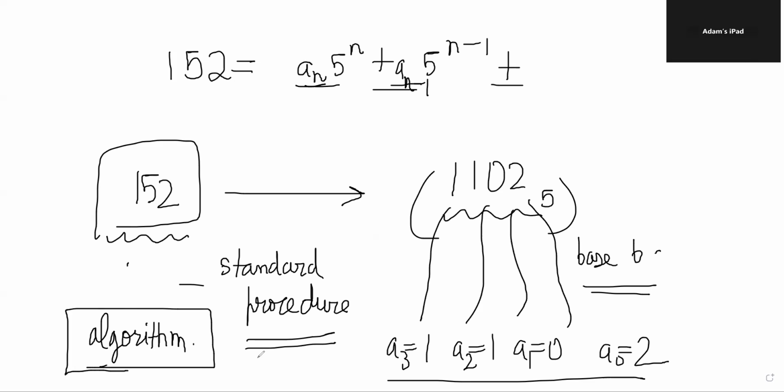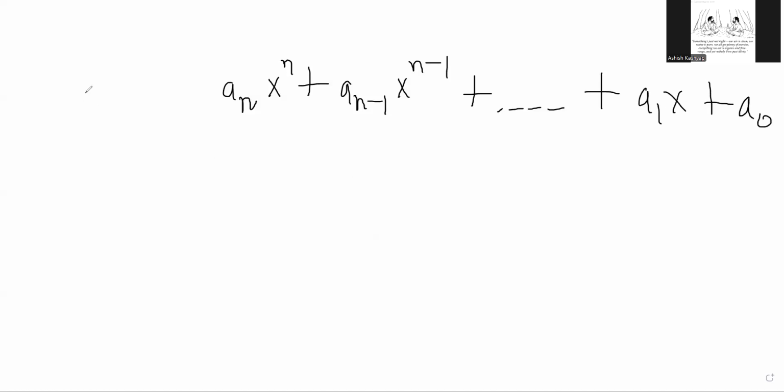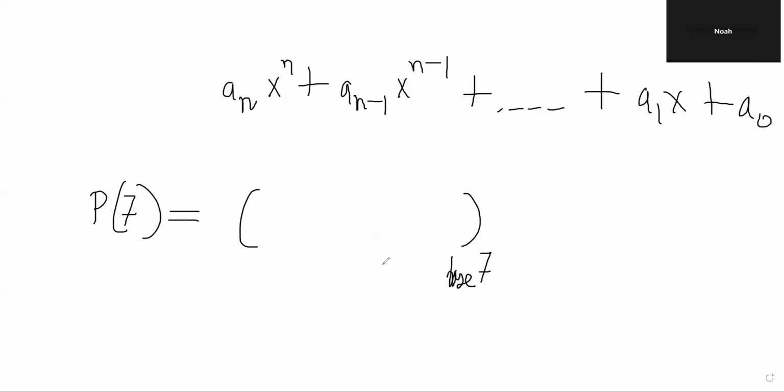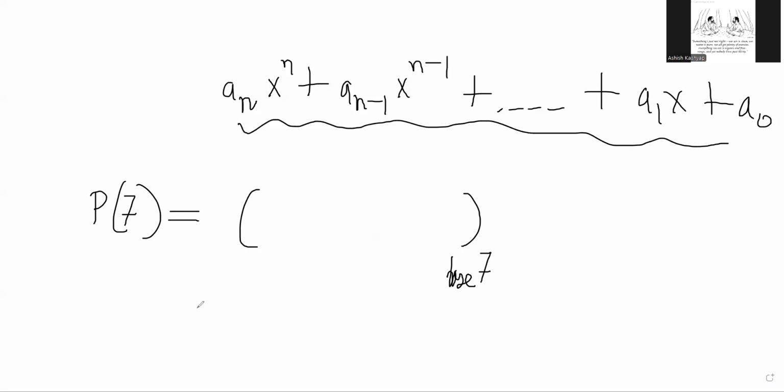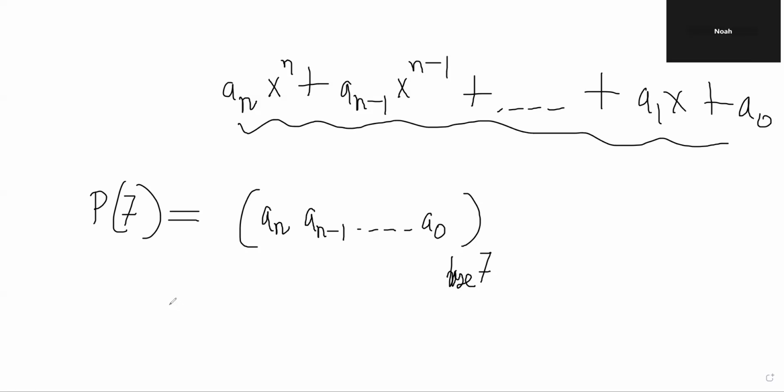Now notice that for any polynomial with integer coefficients, this idea you should not forget. Suppose you have P(7). P(7) would be like a number written in base 7, because this is going to be the base 7 representation, no? And it will be like this. This is the number in base 7. Correct?